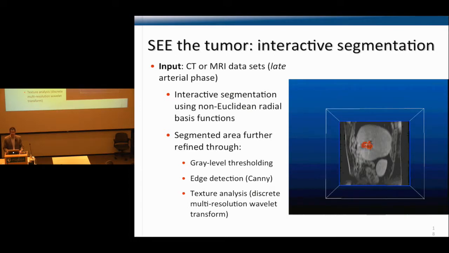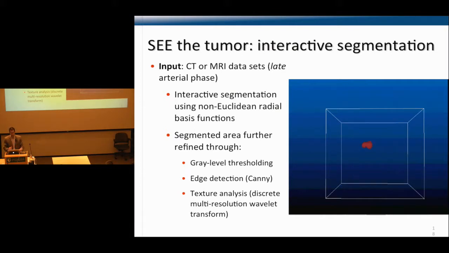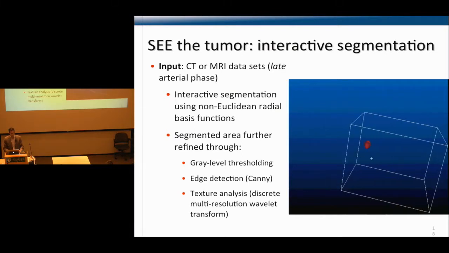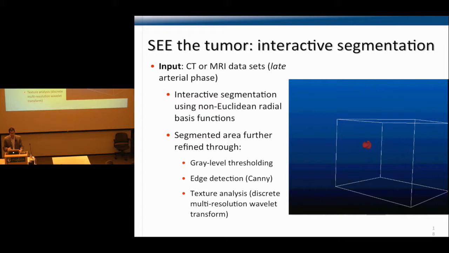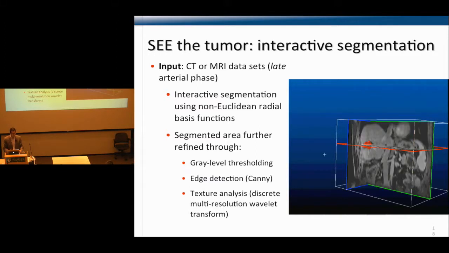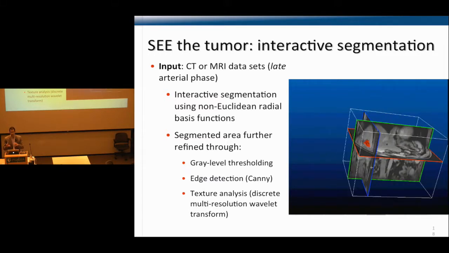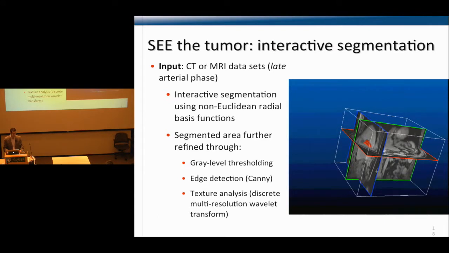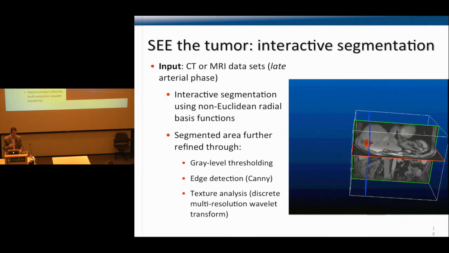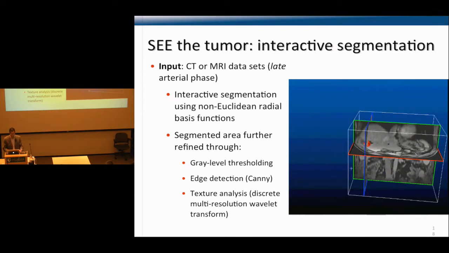First is more of an interactive approach, keeping the radiologist in the loop during the segmentation process, but it really eases the work of segmenting a tumor. Here, instead of using Euclidean distances, we're using radial basis functions to help the segmentation process. We're using different features such as gray level thresholding, simple edge detection, or texture analysis to find the best boundaries between the liver and the tumor.